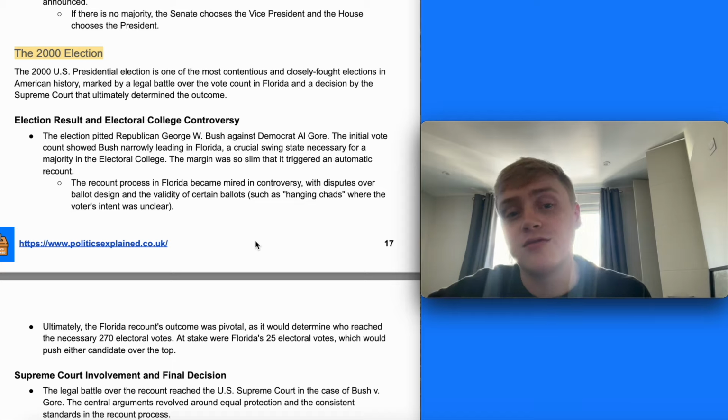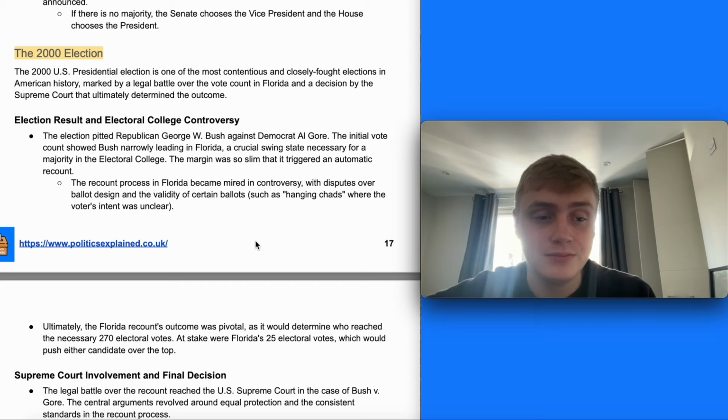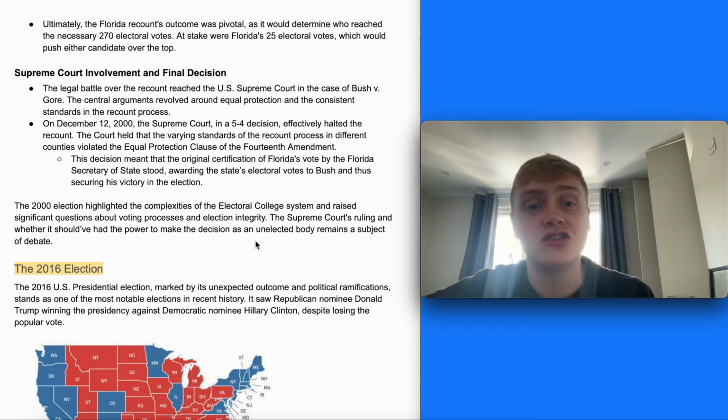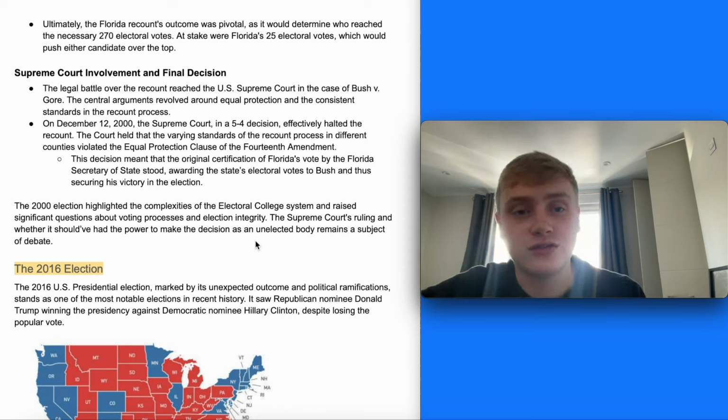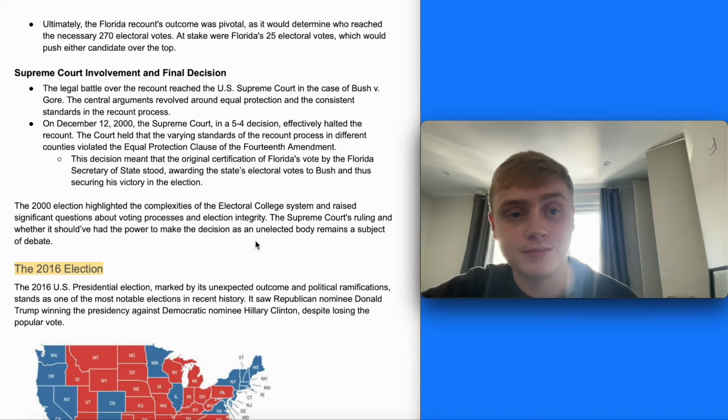The recount process in Florida became mired in controversy, with disputes over ballot design and the validity of certain ballots, such as what were known as hanging chads, where the voters' intent was unclear. Ultimately, Florida's recount outcome was pivotal, as it would determine who would reach the necessary 270 electoral votes. At the time, Florida had 25 electoral votes based on its population, which would push either candidate over the top to win.